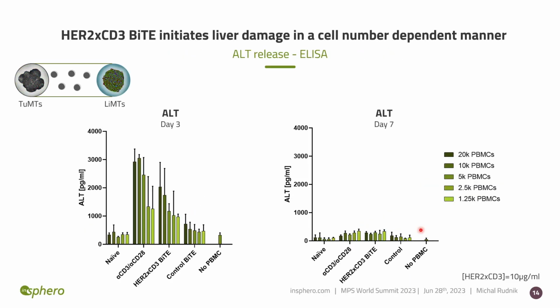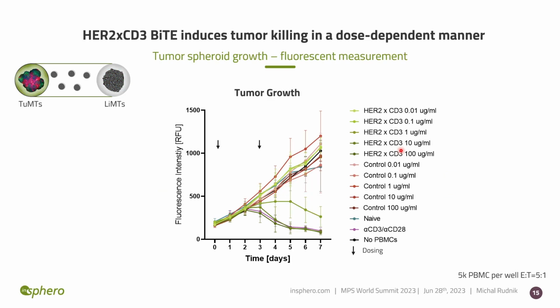From exactly the same wells, we evaluated liver toxicity measured as ALT release, and we observed a cell number-dependent increase in ALT release for both CD3 and CD28 stimulated PBMCs and HER2-specific BiTE, but only at day 3 after the treatment, not anymore at day 7, despite the redosing of the compounds. And these observations suggest a rather acute than chronic liver damage effect.